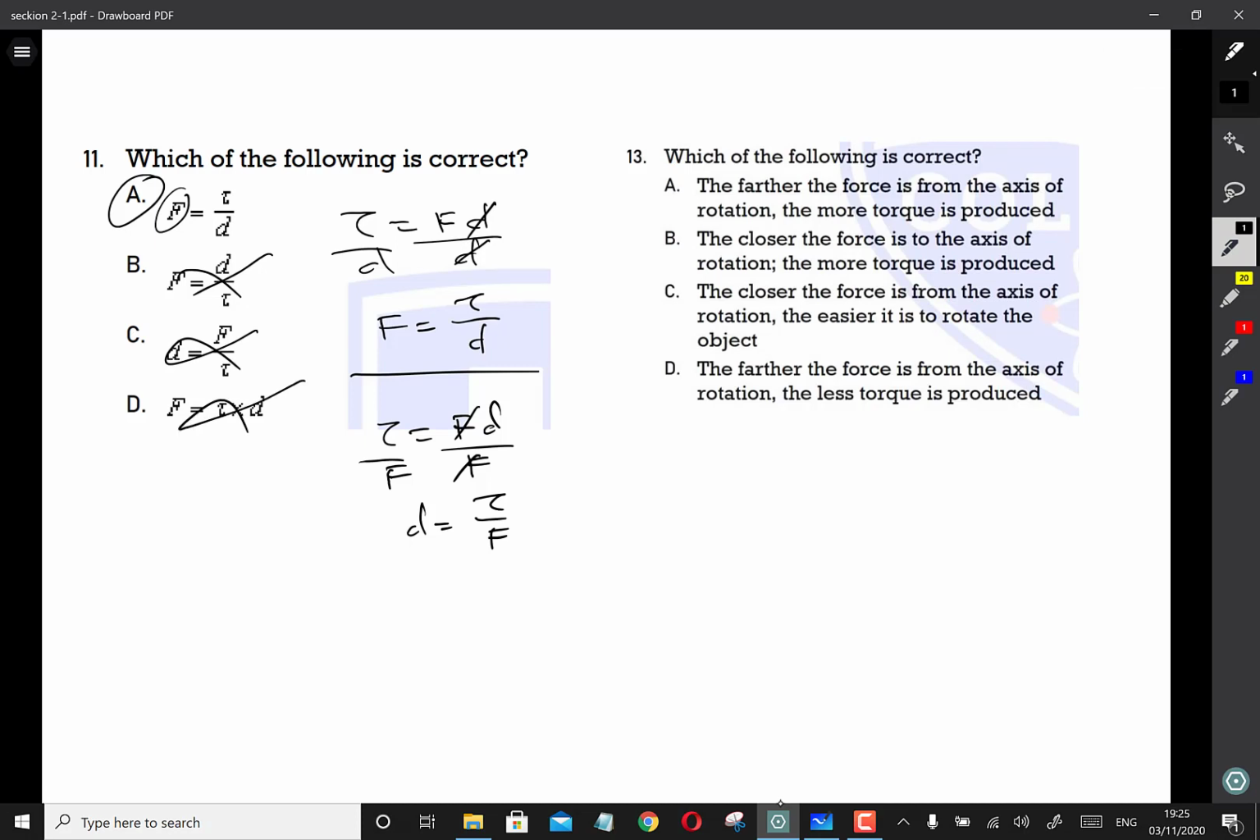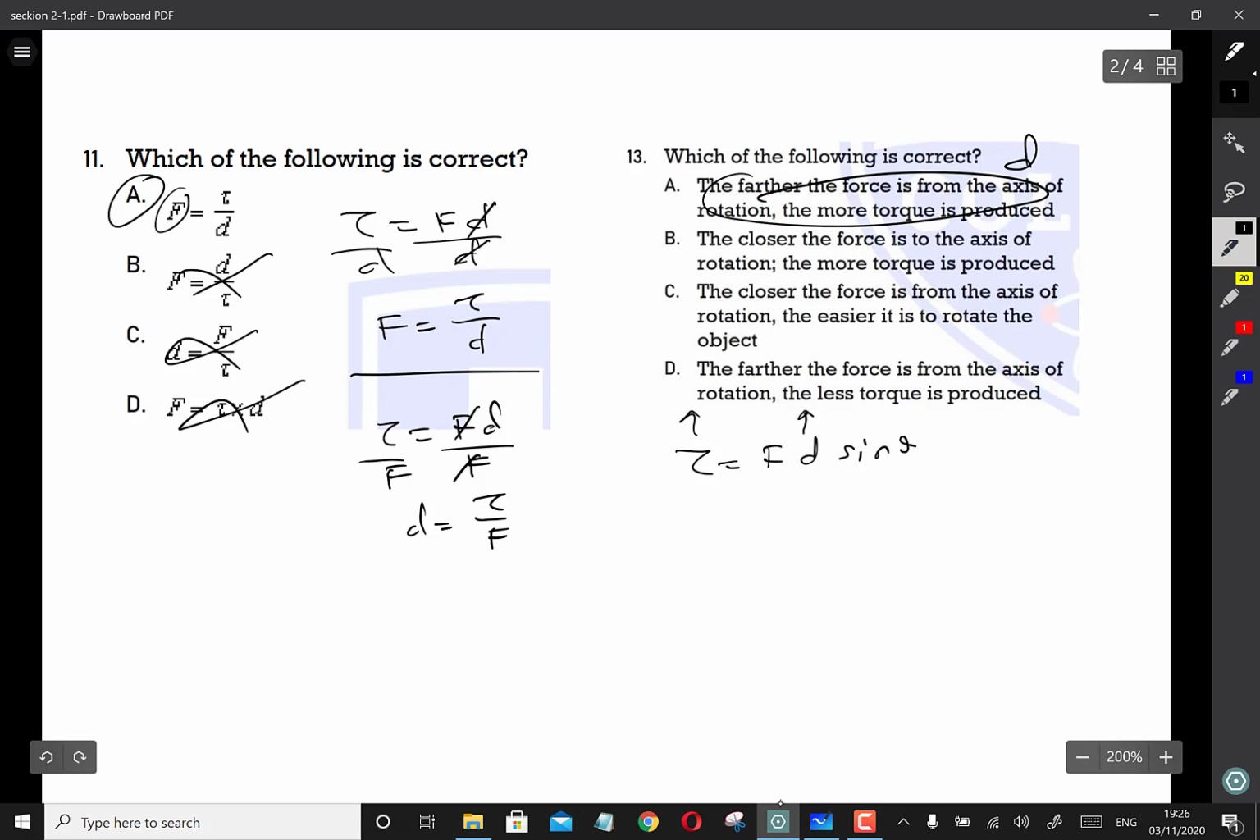Which of the following is correct? The farther the force is from the axis of rotation, the more torque is produced. This is correct because torque is equal to F d sine theta. The farther the force from the axis of rotation, the distance, this is representing d. So you are going to increase d, so torque increases. That's why this is correct.